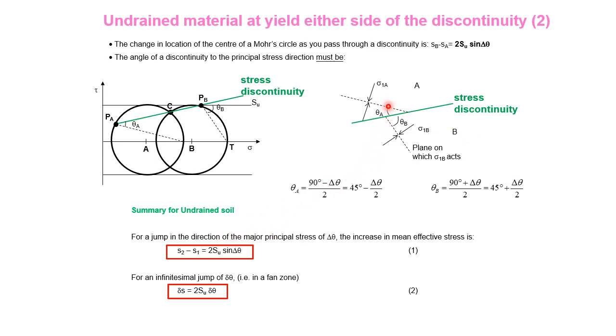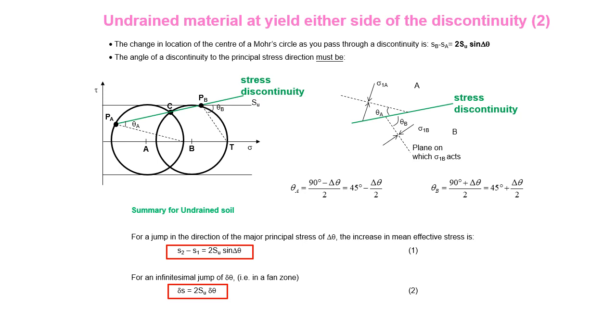Well, for a jump in the direction of the major principal stress of delta theta, that's the change of angle, the increase in the mean effective stress is, now S2 and S1, those are the centers of the Mohr circles. So the change between the Mohr circles is 2SU sine delta theta. That's a key result. And if that's infinitesimal, so if you have an infinitesimal change of this angle theta, then this becomes 2SU delta theta, as I've written there.